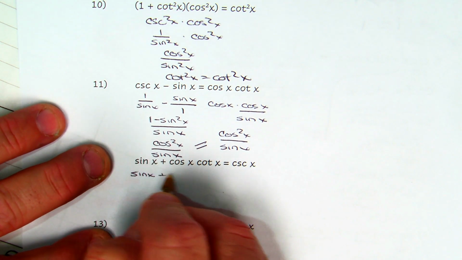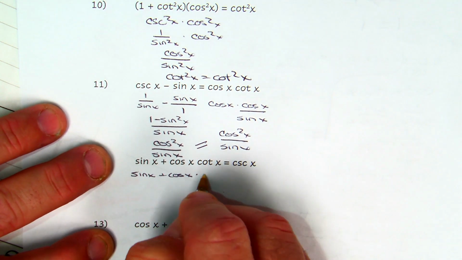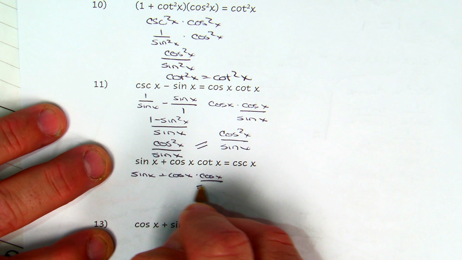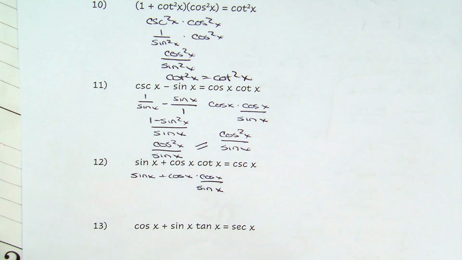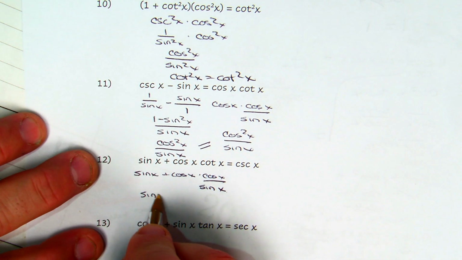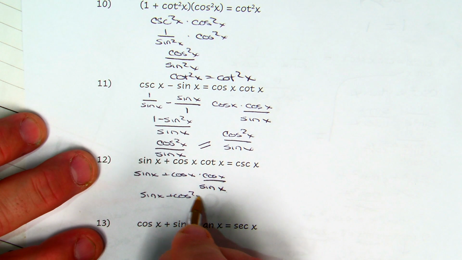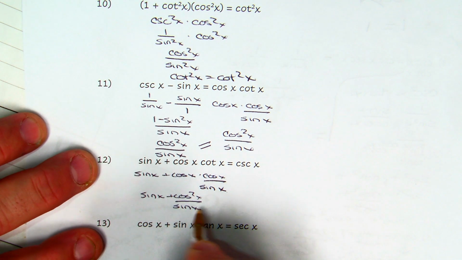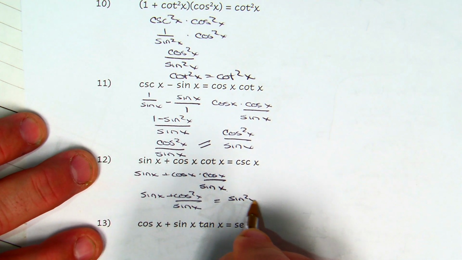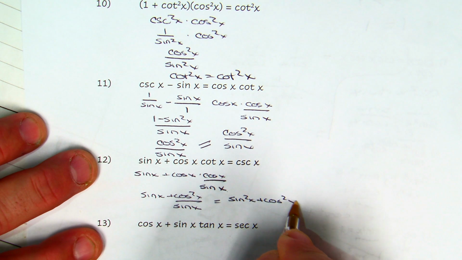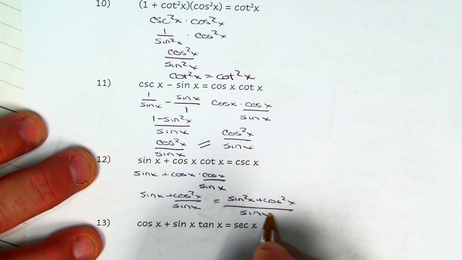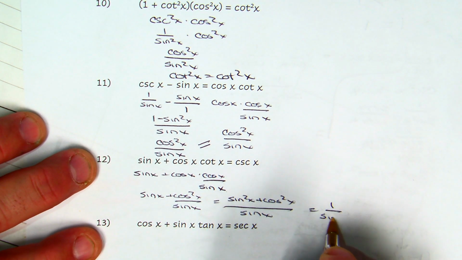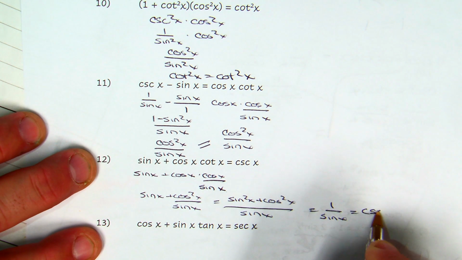Sine x plus cosine x times cosine x over sine x. Again, when you have this much stuff going on, your first move probably is to write everything in terms of what? Sine and cosine. Sine x plus cosine squared x over sine x equals sine squared x plus cosine squared x over sine x equals 1 over sine x equals cosecant x.